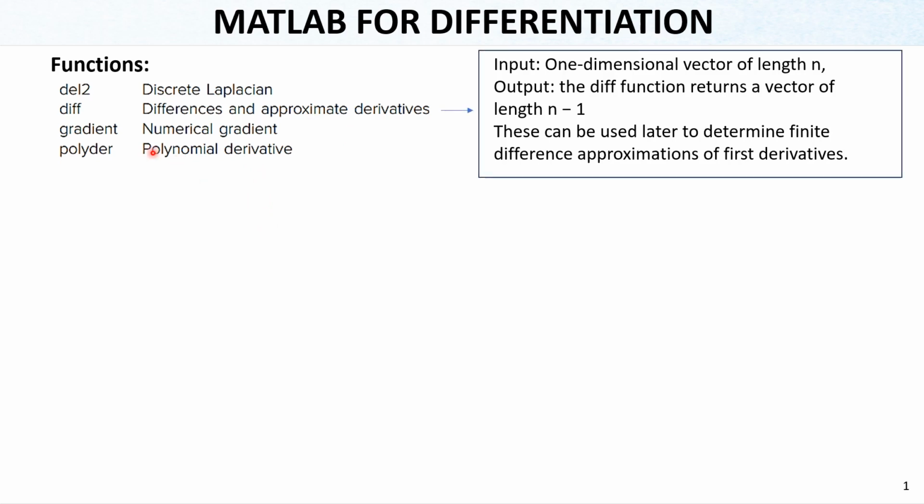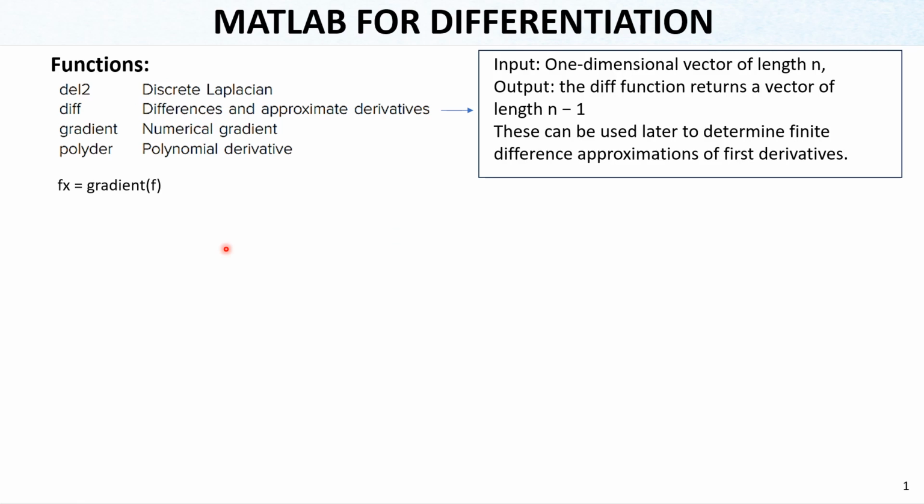And for the diff function, for differences and approximate derivatives, the input is a one-dimensional vector of length n, and the output is a vector of length n minus 1. These can be used later to determine finite difference approximations of the first derivative. So this diff only gives the differences.